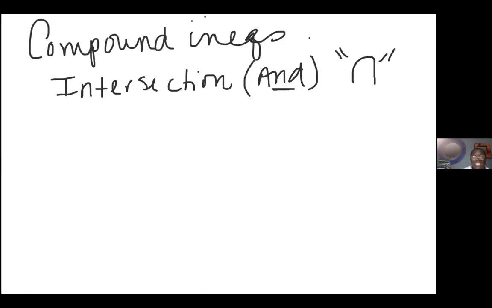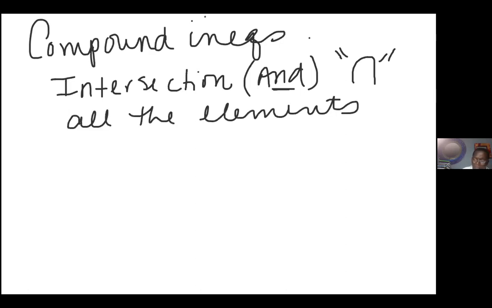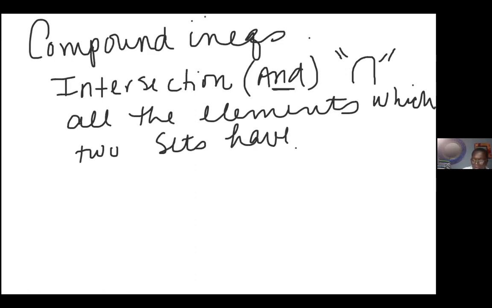When we talk about the intersection of two sets, guys, we're looking at all the elements which two sets have in common. What do they have in common? In other words, the elements must be in both set A and in set B. Notice I said the word and in there. The best way to show this, guys, is through a Venn diagram.